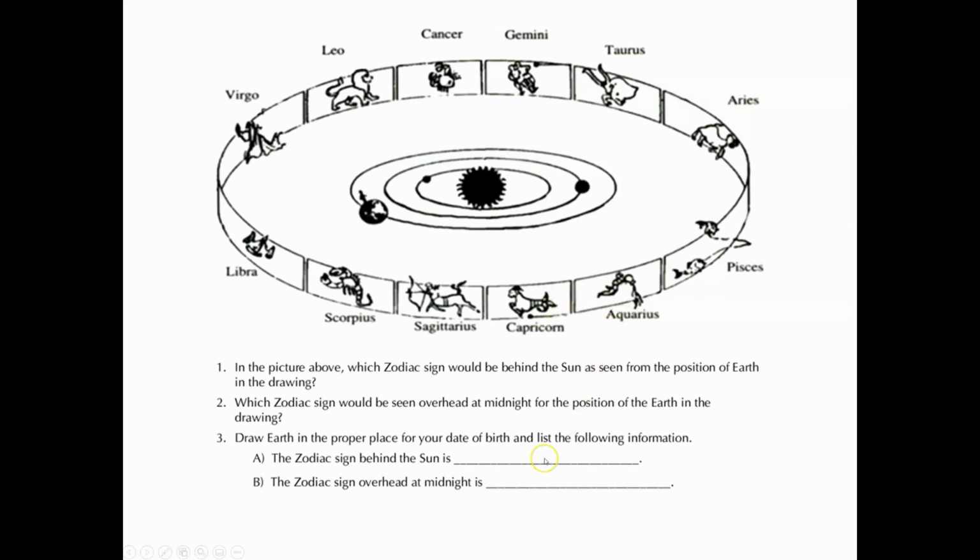You just need to have in your notes what the main idea, take-home message from this is, and I'll highlight that in a moment. In the picture above, so this zodiac ring right here, you are right here, absolutely ginormous on this planet Earth. This is supposed to represent the Sun, Mercury, Venus, Earth, and a ginormous you. In the picture above, which zodiac sign would be behind the Sun?